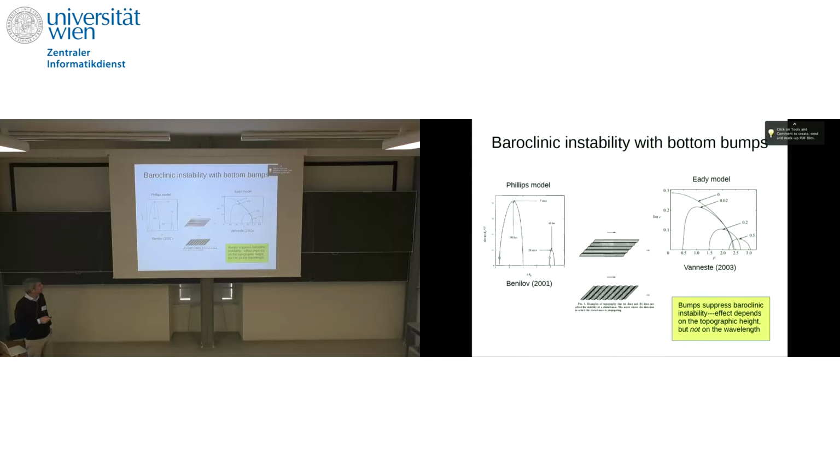There's a couple of works that looked at this. There was a paper by Benilov in 2001 using this Phillips model, which is basically what I'm using. And then Jacques Van Est wrote a paper in 2003 using the Eady model with different slopes. In both cases, they found suppression of baroclinic instability by bumps.